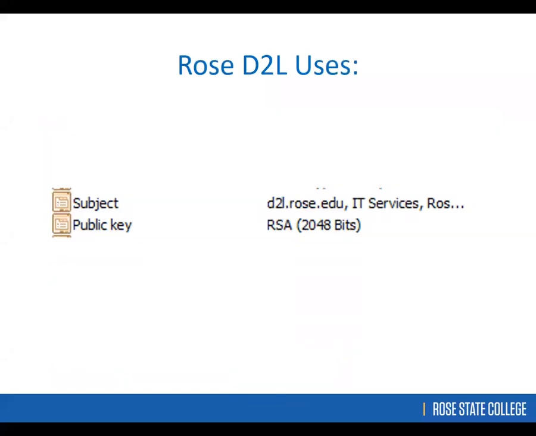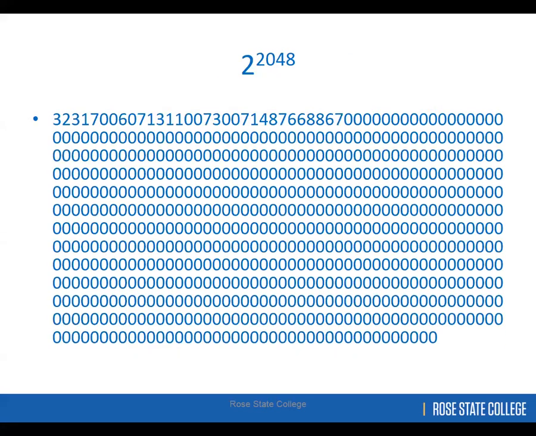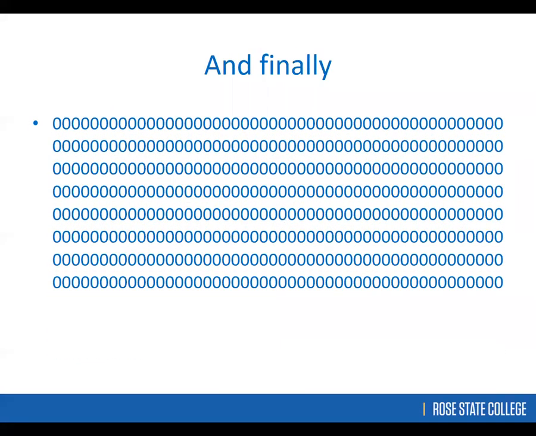So D2L, this is Rose's D2L, uses a 2048-bit key. By the way, this section's a test question. I think it might be a bonus, but it's on the test. So D2L uses a 2048-bit key. So again, let's go back and see how big 2048 was. There's 2048. It's quite a bit.